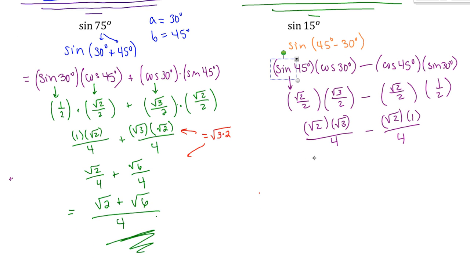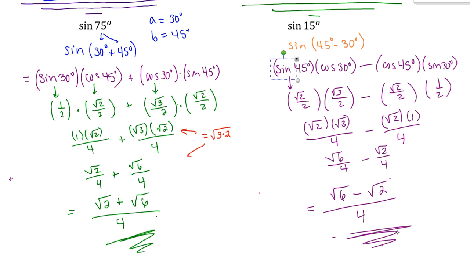Remember, when you multiply radicals, you can combine the stuff that's inside, so that becomes square root of 6 over 4 minus square root of 2 over 4. Combining those into one fraction, square root of 6 minus square root of 2 all over 4. You cannot combine radicals like that in the top. You can't add them or subtract them because they don't have the same thing underneath. That was the rule with radicals.